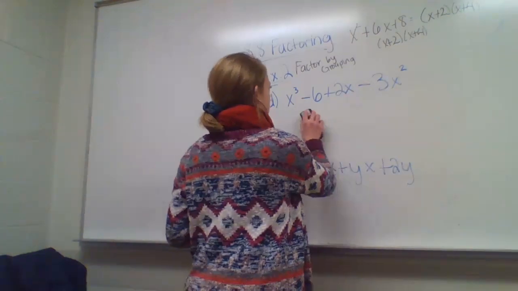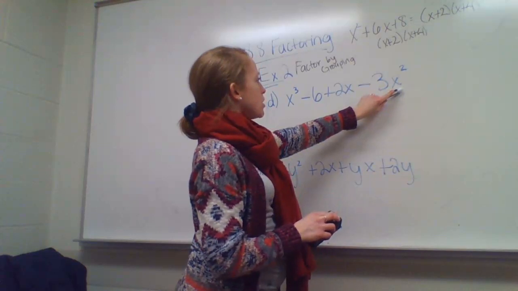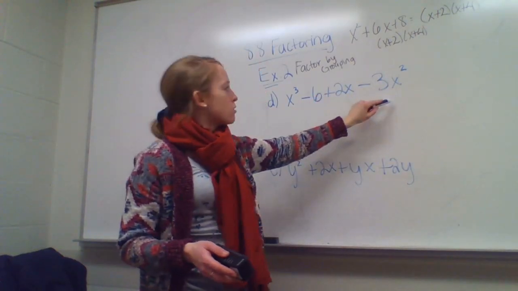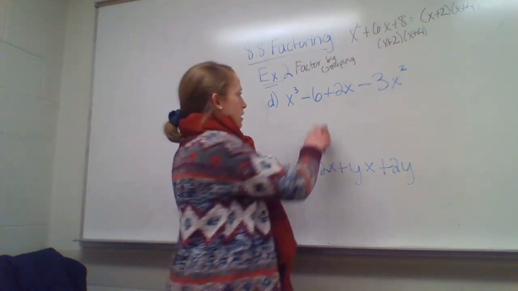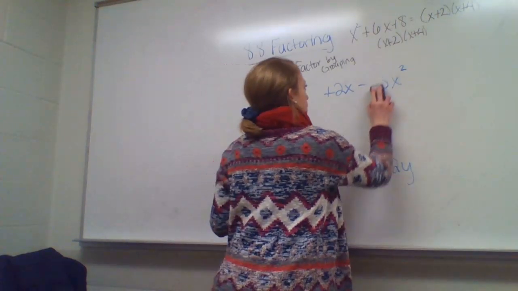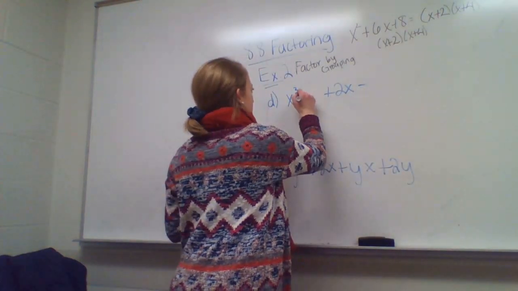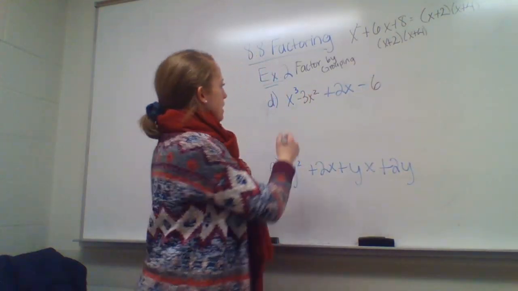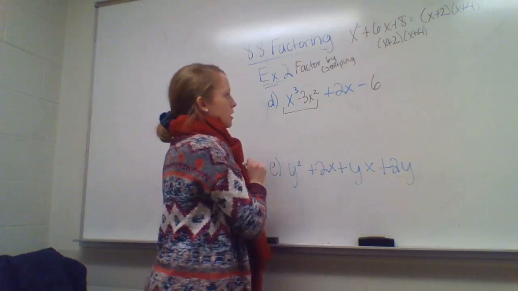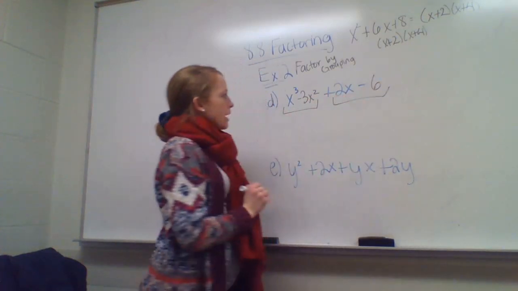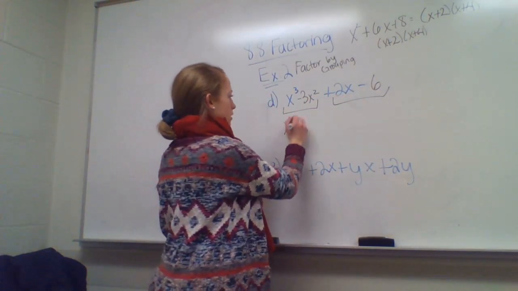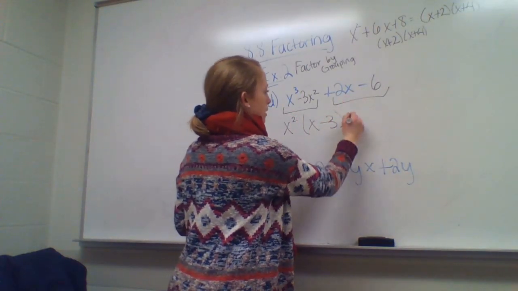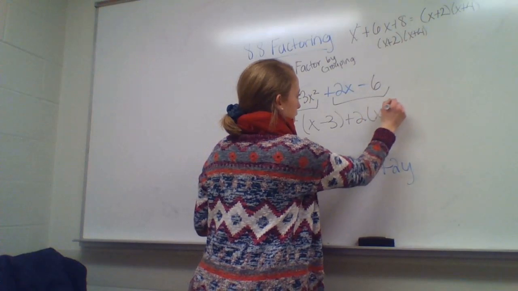So let's rewrite this as, let's put the negative 2x here. Well, basically, we're going to switch the minus 3x squared and the minus 6. So minus 3x squared and minus 6, okay? Then we can group these 2 terms and factor out an x squared from here. And then we're left with x minus 3. And over here we can factor out a 2, and we're left with x minus 3, okay?